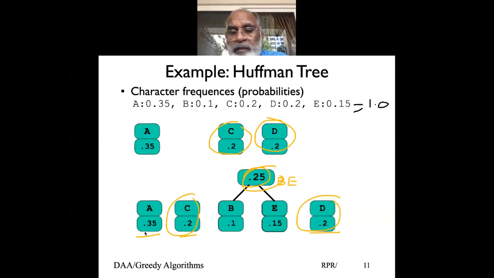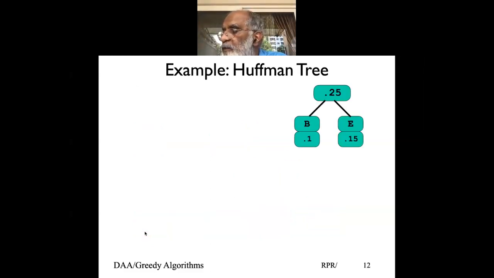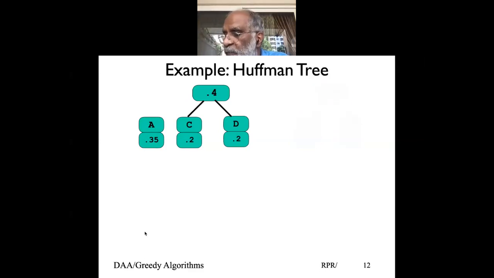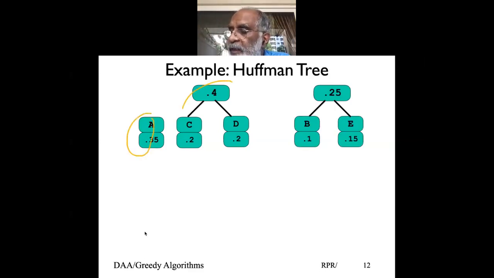When we combine this, look at what we really get. This is the previous case. I combine C and D, and now I'm left with the nodes A, BE, and CD. So from 5 trees I got 4, and from 4 I got 3 trees. Now which are the trees which have the lowest weights? Would you like to answer? Among these 3 trees, which are the 2 trees with the lowest weights?